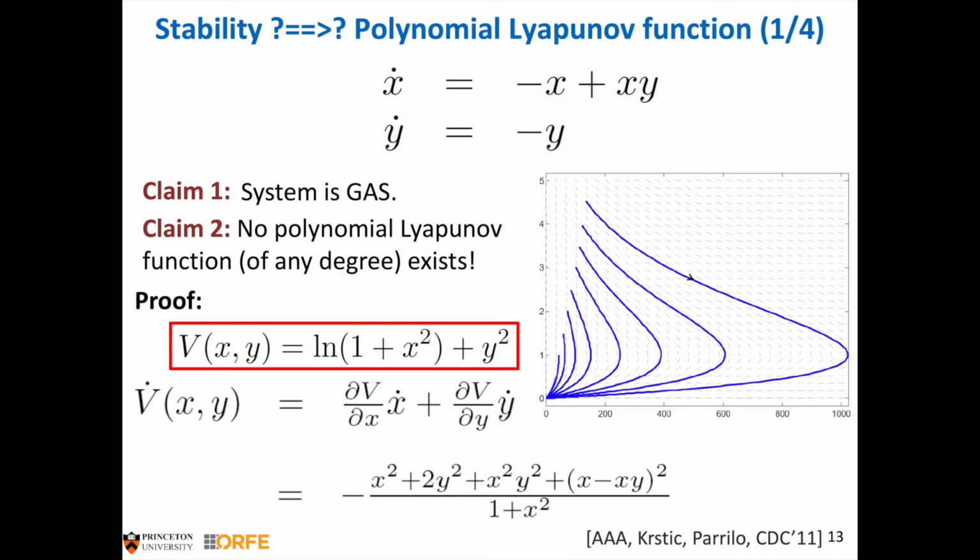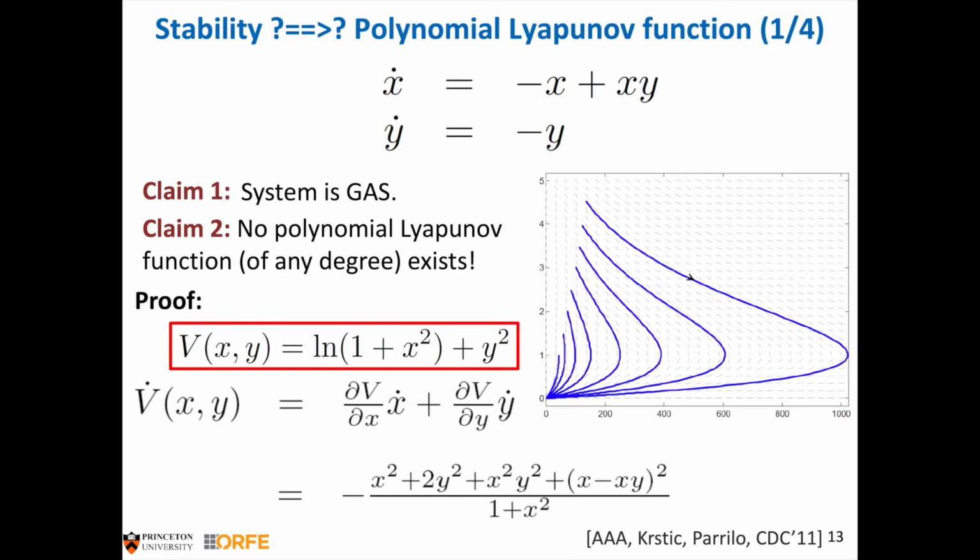So how do you prove that there is no Lyapunov function of any degree? That's more interesting. And what we did was that we just considered what the trajectories do in the non-negative orthant. So first of all, let's look at this dynamical system. y dot doesn't depend on x, it's minus y. So the solution to this is e to the minus t. So the y variable is going to go down exponentially fast to 0 on its own, right? But let's look at the x variable.